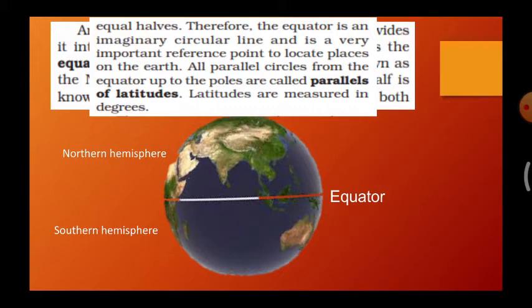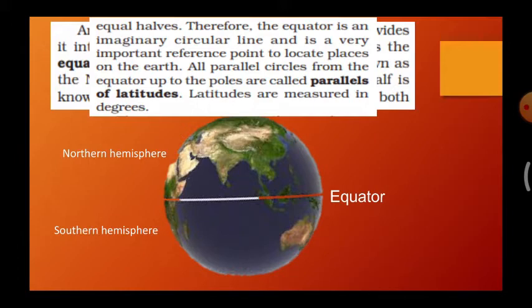Therefore, the equator is an imaginary circular line, and is a very important reference point to locate a place on the earth. So, like the axis, the equator is also imaginary, but it helps us to locate places.